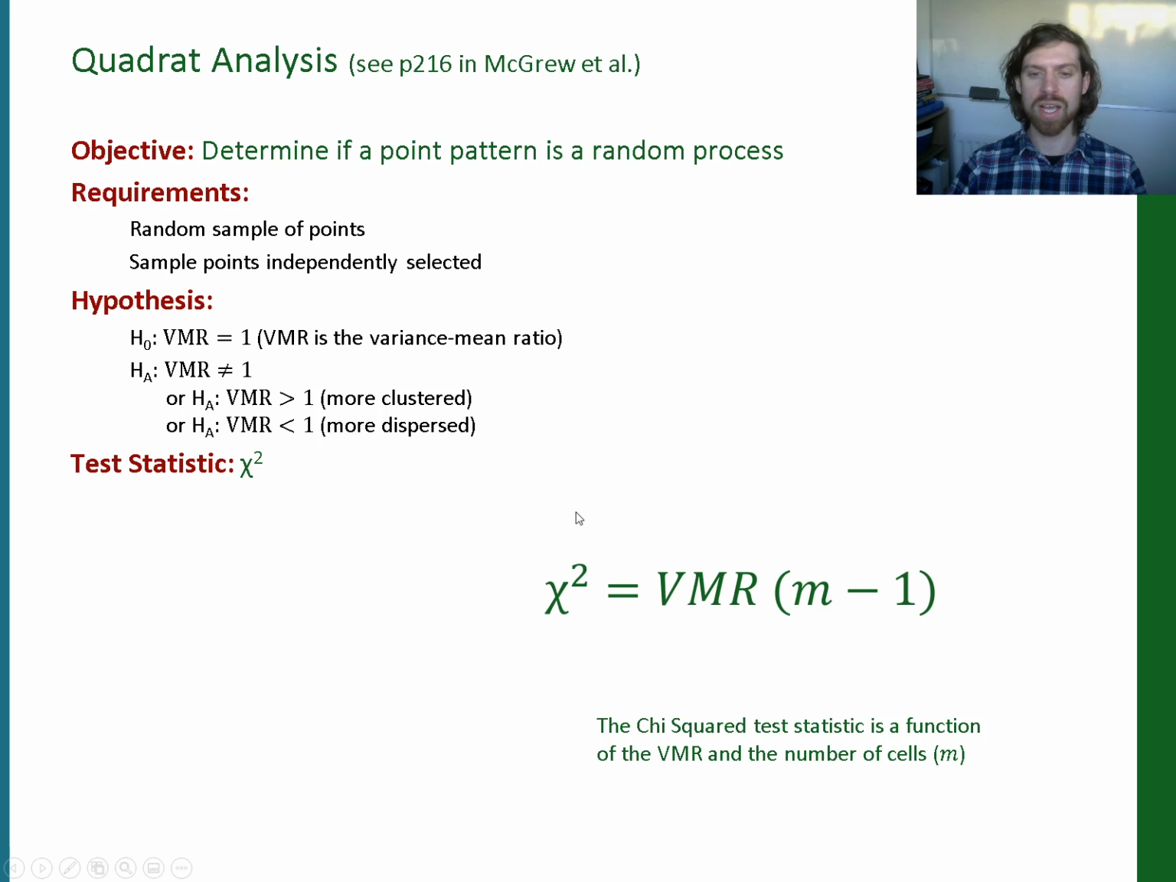And the way to calculate the chi-squared value is essentially to take the variance mean ratio, and then you have to multiply it by the number of degrees of freedom. So the test statistic here is a function of the variance mean ratio and the number of cells. So m is the number of cells. We subtract 1 to get the level of the number that we need here.